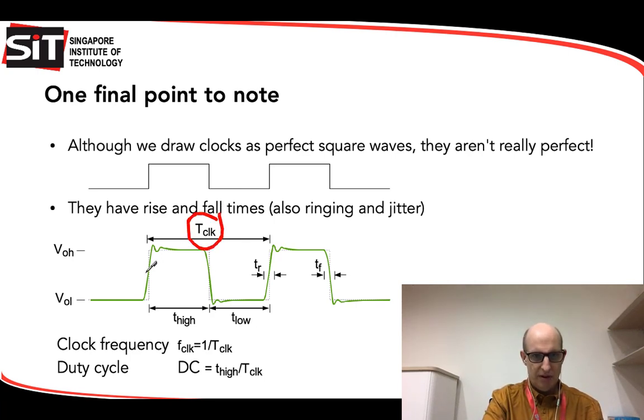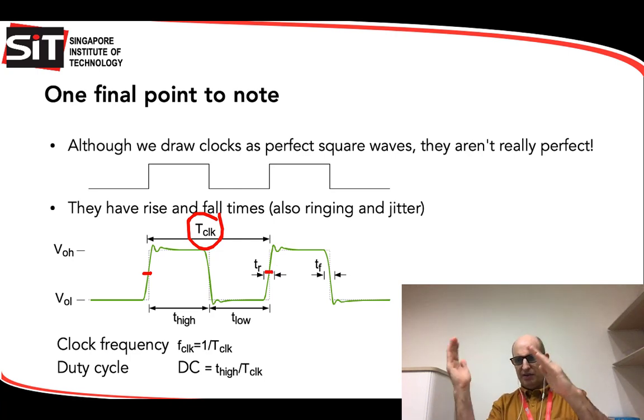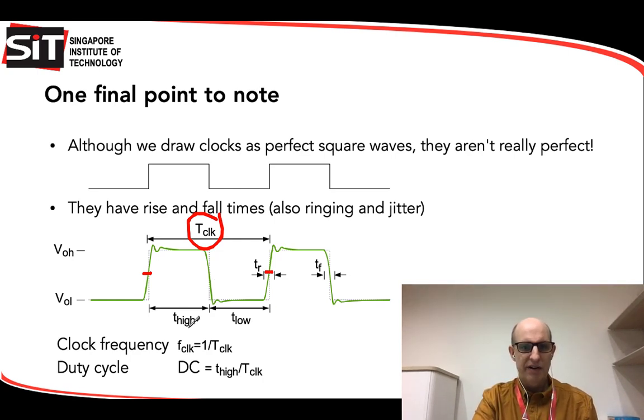TCLK is going from the midpoint here to the midpoint just there. And because the rise time is sort of angled, it's not perfectly vertical, there's a bit of uncertainty in that rise time. And each rise time is slightly different. It causes a bit of clock jitter. So the TCLK actually changes a tiny bit in practice, and that's called jitter. We can see the high period of a clock, the low period of a clock, the rise time, and the fall time.